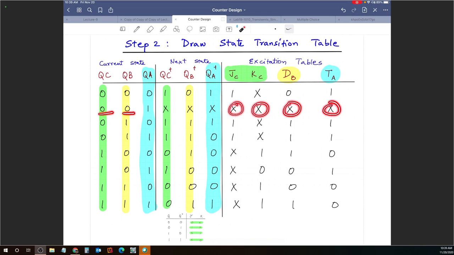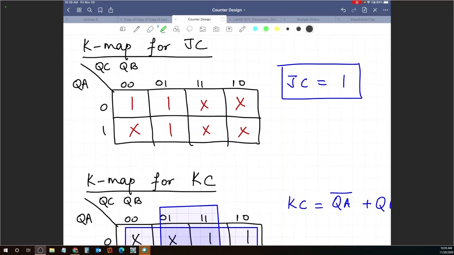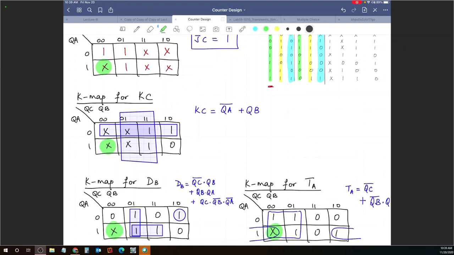So let's go over here and take a look. Which element are we looking at? We are looking at QC is 0, QB is 0, and QA is 1. So right here, right? That's the element that we are looking at. So this element here, and this element here, right? Those are the four elements that we are looking at.